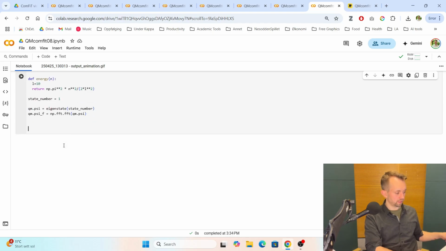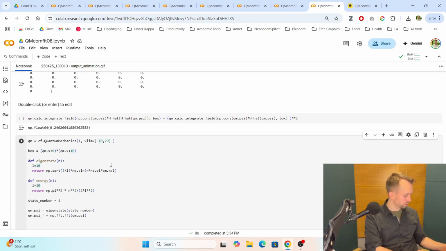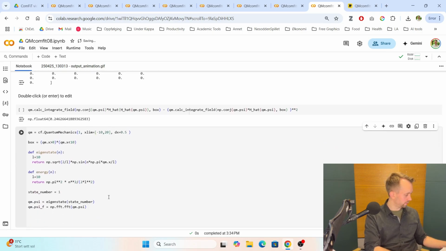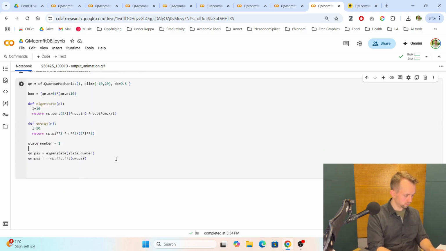I'm going to take it like this. And we're going to use a value of dx equal to 0.5. And we have the eigenstate here. We have the eigenenergy. And we're going to do eigenstate of number. And I also need to specify that I want this to be inside the box.